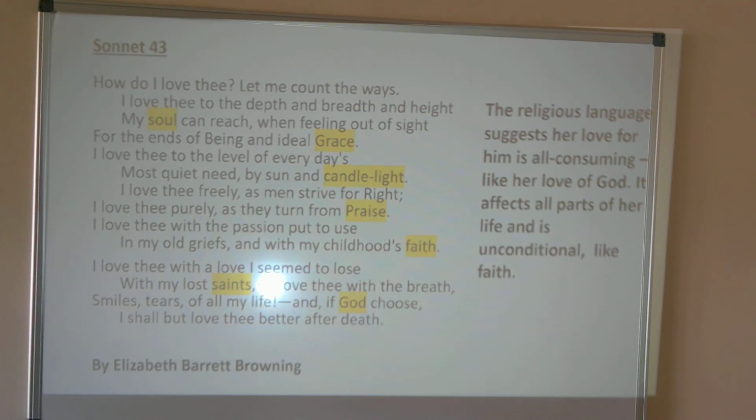The whole point of faith is that it's something you have without requiring any proof. And here, Elizabeth Barrett Browning is comparing her love to religious faith. She doesn't need anything back from Robert Browning. It's simply enough that she loves him like she loves God. So there's your third language point, the use of religious language, suggesting that her love is unconditional and all-consuming. And I've given you some little picture of candlelight and the religious connotations of that to jog your memory for that one.